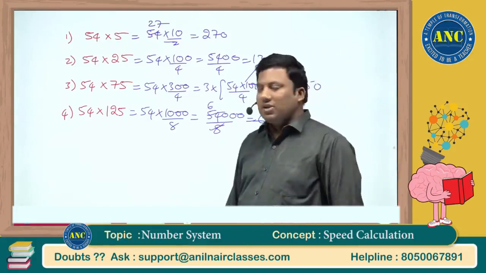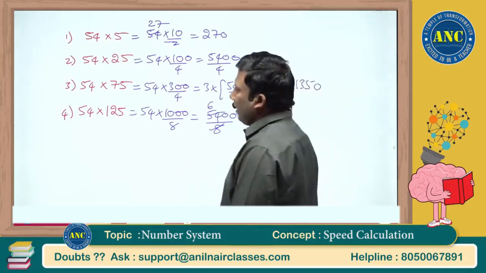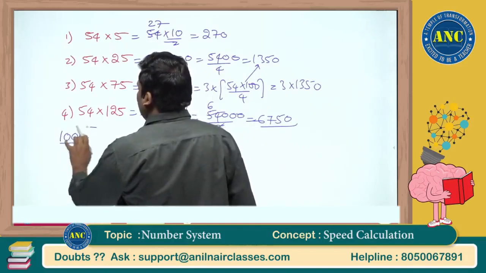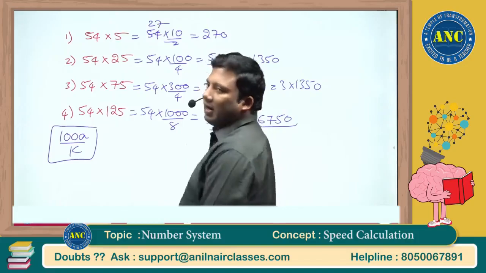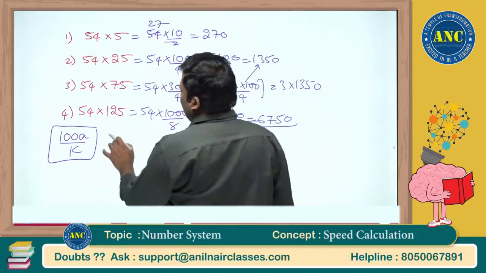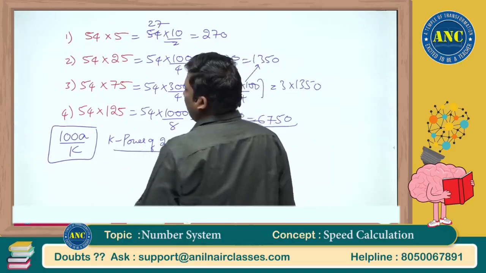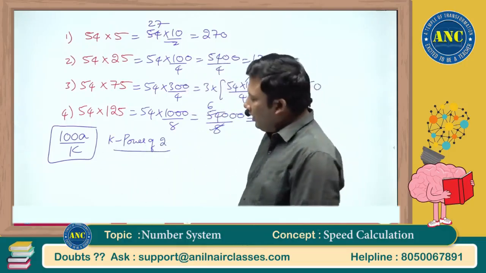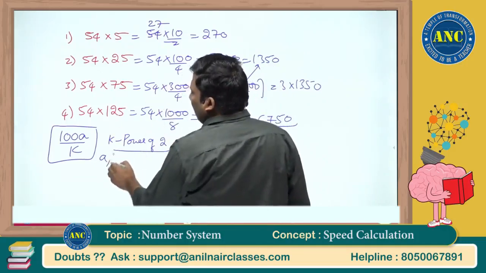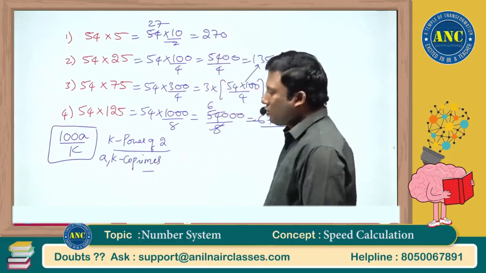How to multiply numbers which are all of the form 100 by k, 200 by k, 300 by k. So what we are doing is 100A by K. We are trying to convert the number to the form 100A by K, where K is a power of 2. I hope the idea is clear. And A and K are co-primes. Otherwise, it has to be simplified.